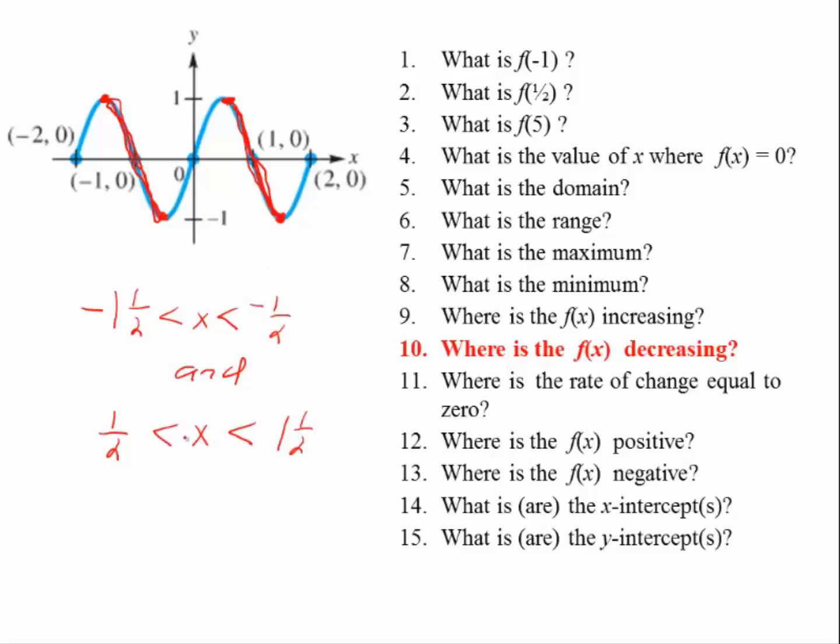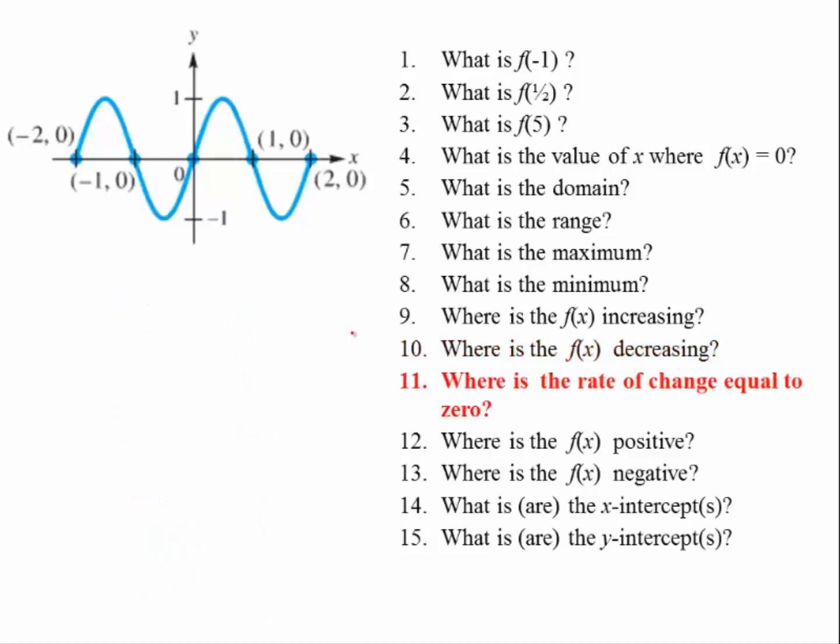And now if we were to write this in set notation, this would be parenthesis -1.5, -0.5, close parenthesis, and 1/2, comma, 1.5, close parenthesis.